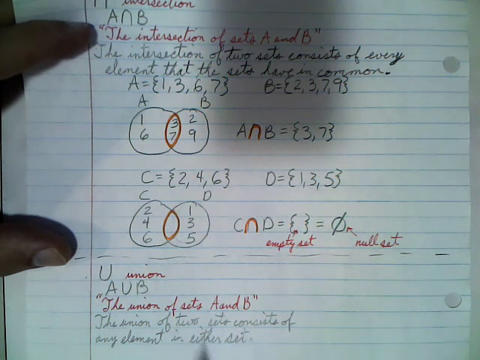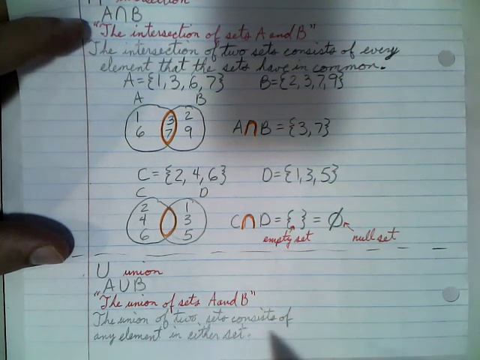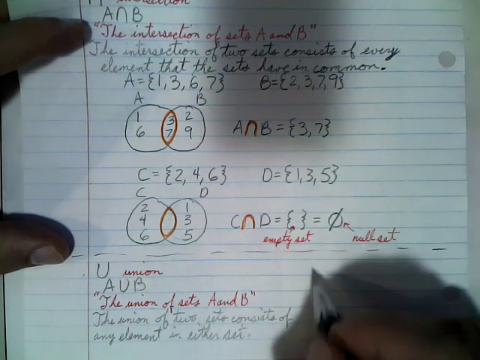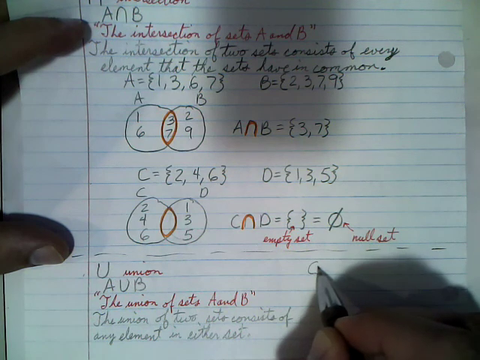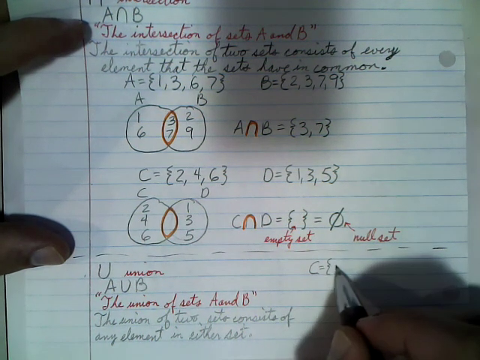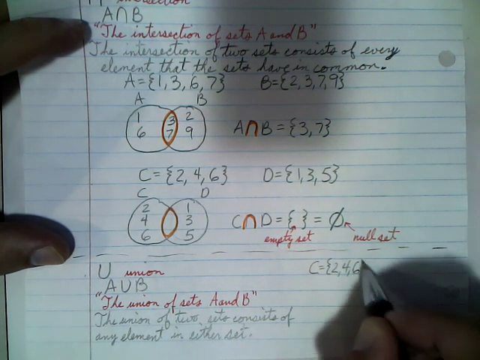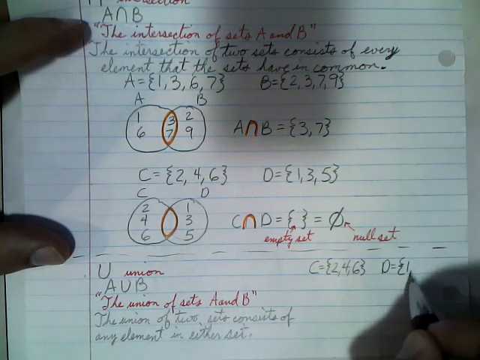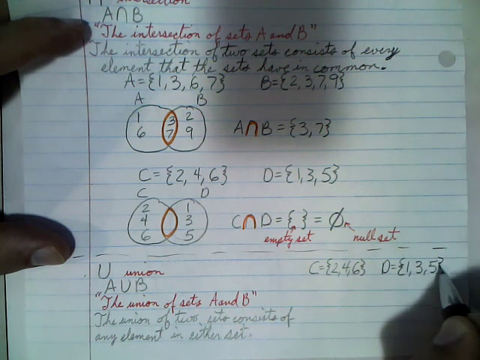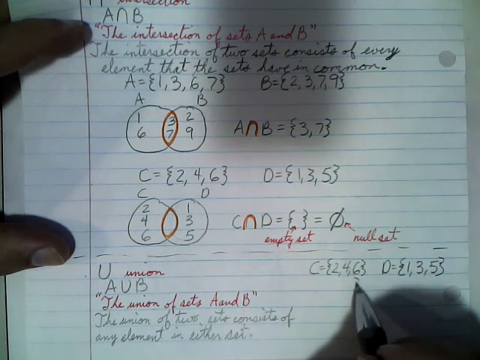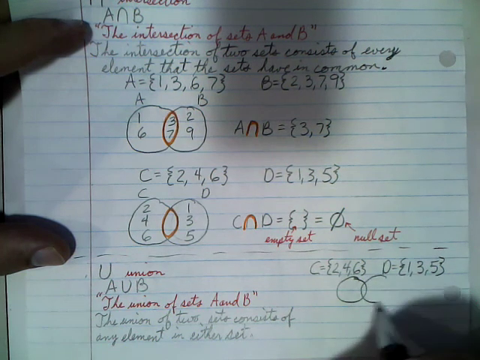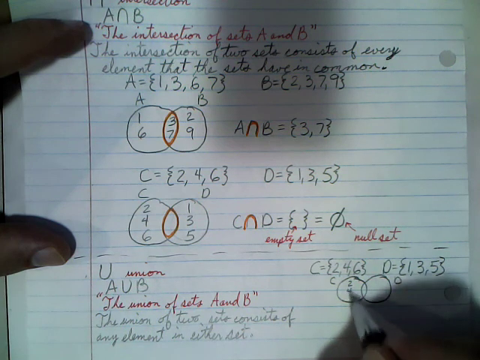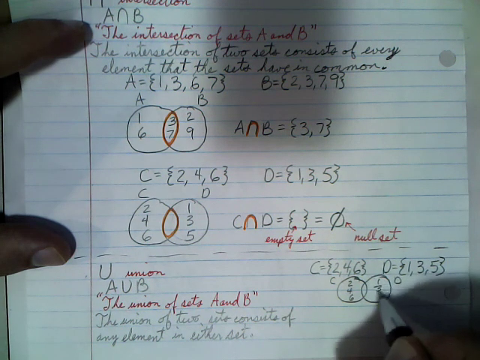So if we take a look, we're going to reuse C and D from up there. So if we use the union here, so C, remember, was 2, 4, 6, and D was 1, 3, 5. I'm going to make my Venn diagram a little bit smaller here just because we're running out of space. So that was C, that was D. So 2, 4, 6, 1, 3, 5.